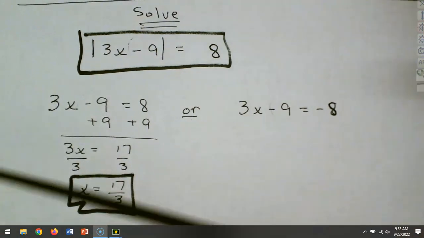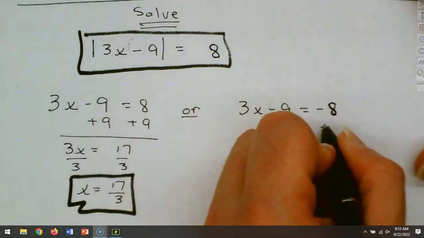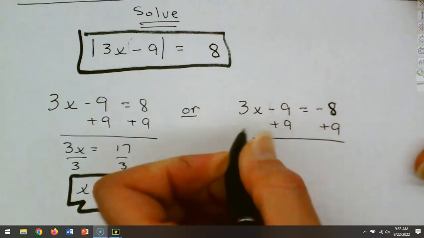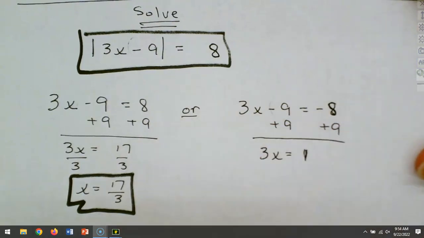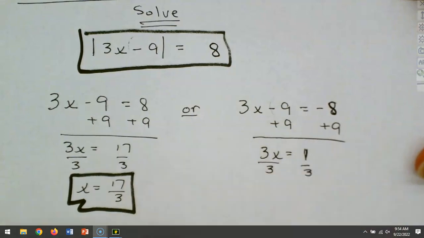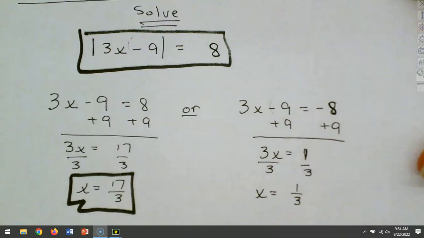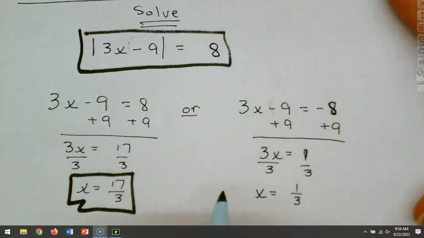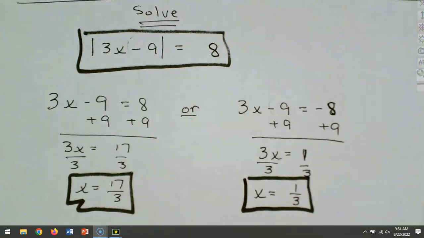What about the other one? The other one, we're going to add our 9 over. And so 3x equals, adding those together, 1, right? Divide by our 3. And so our second solution is x equals 1/3. So does everyone see how we got two solutions?